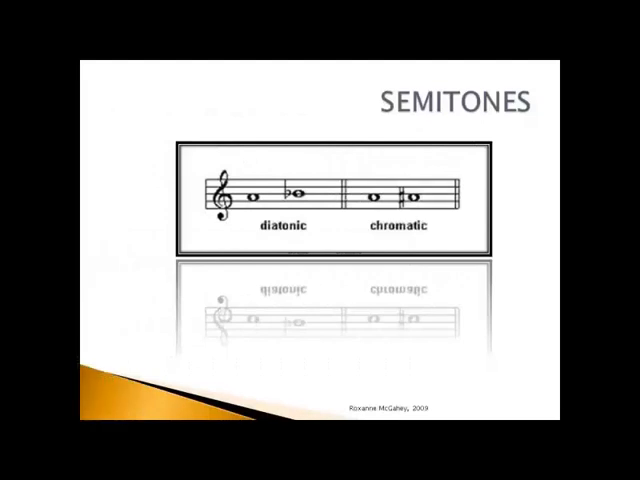Here we have a diatonic semitone first from A to B flat. It has a different letter name. Then we have a chromatic semitone A to A sharp. They would both sound the same because B flat and A sharp are the same note sound.